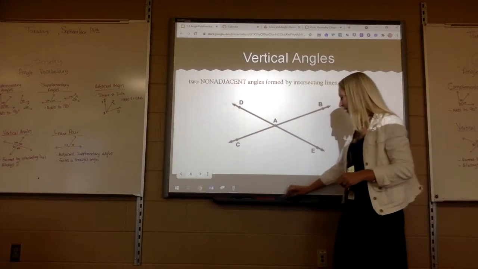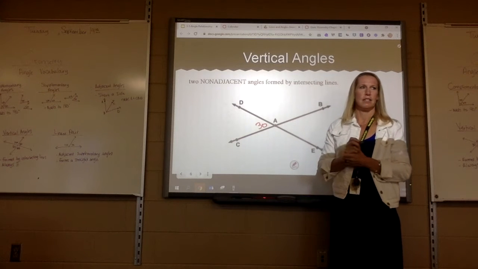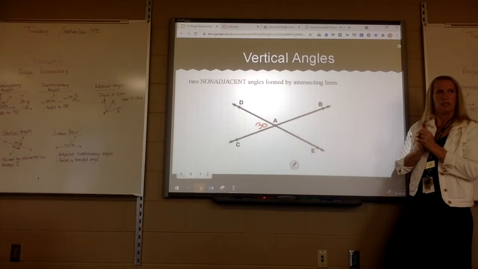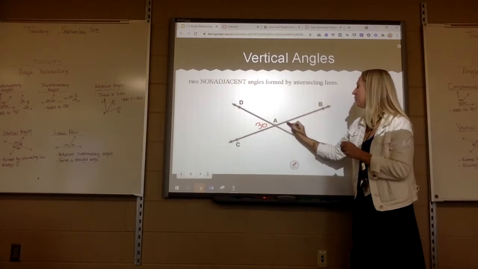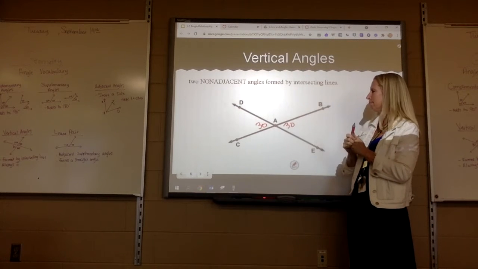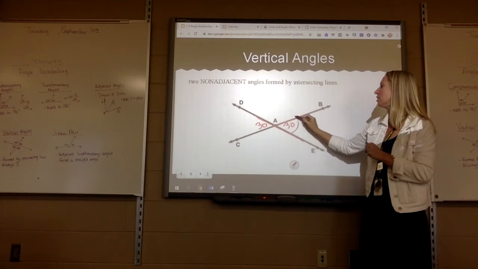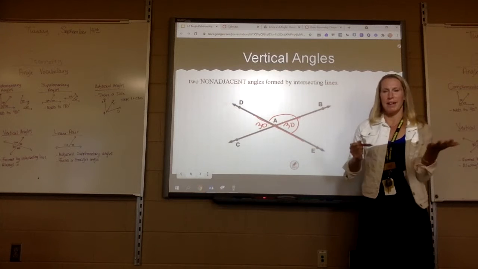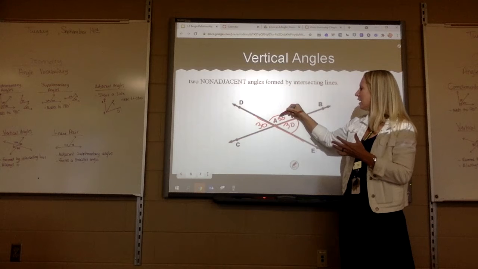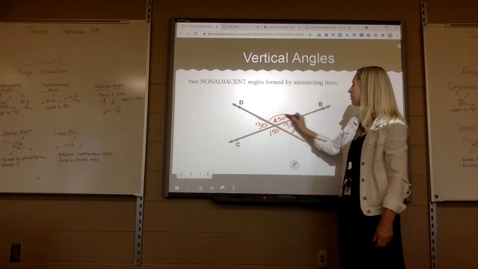So let's think about something. What if this angle was 30 degrees? Can you tell which other angle would be 30 degrees? BAE. Yes, BAE would be 30. Could I figure out this angle? Yes. These make a straight line, so what would these two angles add up to? 180. So if that's 30, this would be 150. Will the whole entire thing always equal up to 360? Yes, because it makes a circle.